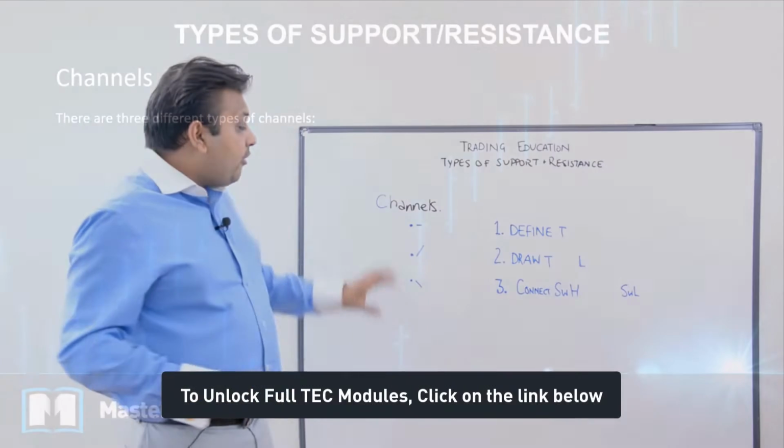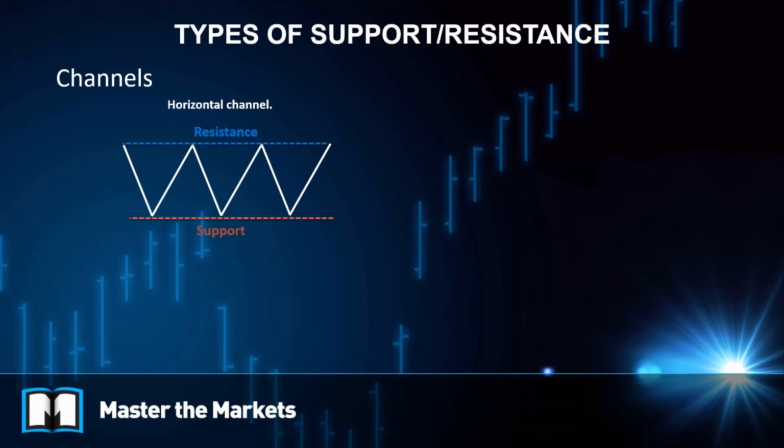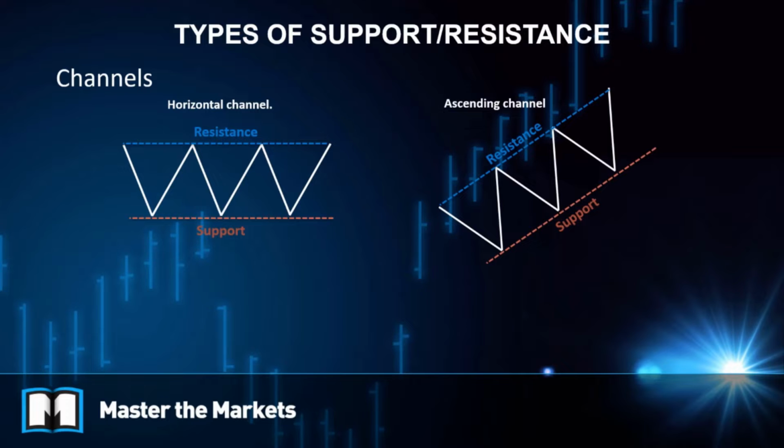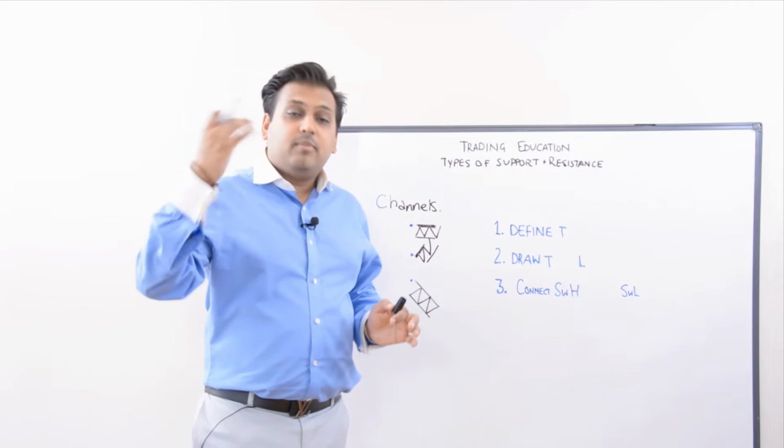First of all, there are three types of channels. You have the horizontal channel, which will be moving horizontally in a parallel line. You then have the ascending channel, so that will look a little bit like this. There's the horizontal one. And then finally, you'll have the descending channel, which may look a little bit like this. Now, I've drawn some examples here, and shortly we'll go on to look at some live examples.